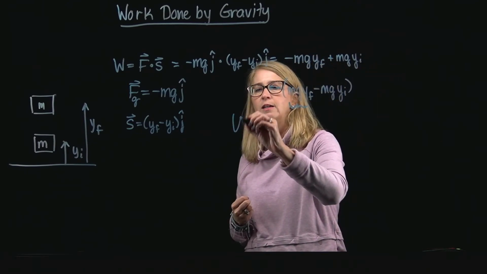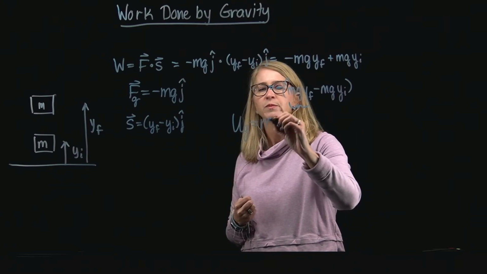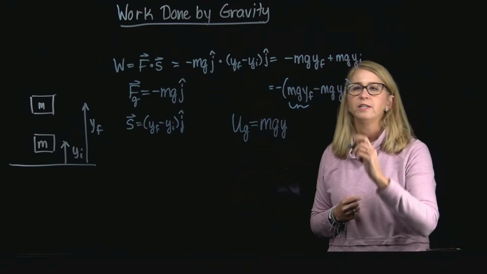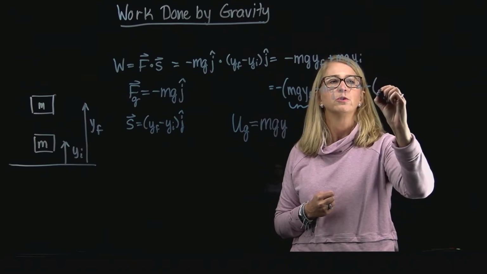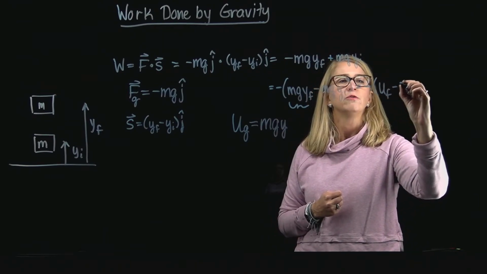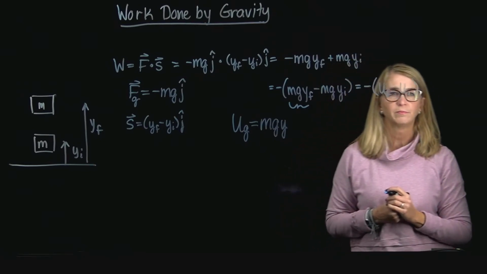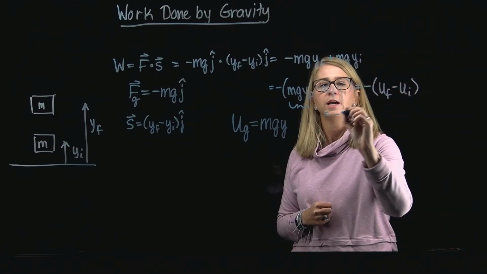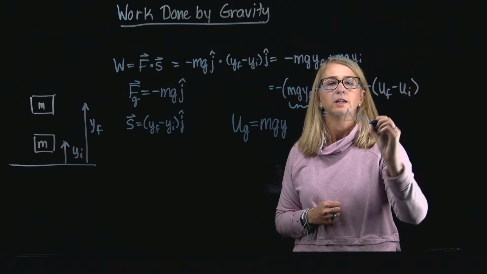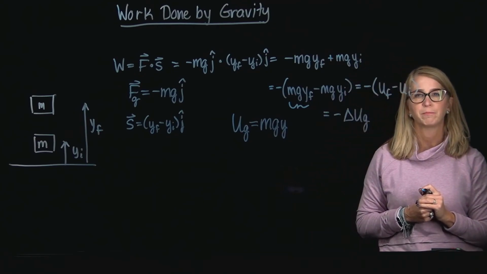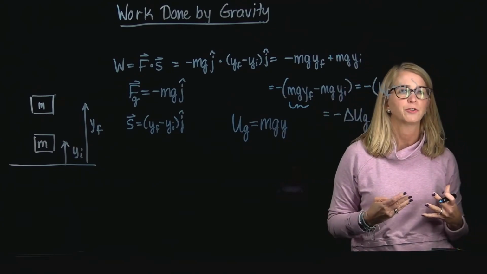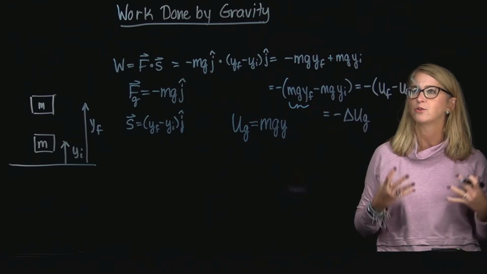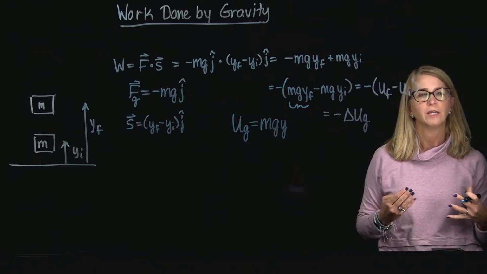So if we say the gravitational potential energy can just be expressed as mgy, then this expression could just be equal to minus U final minus U initial, or just minus the change in the gravitational potential energy. And so that's how we start to introduce the idea of potential energy, because the potential energy is something that is also changing when work is being done.